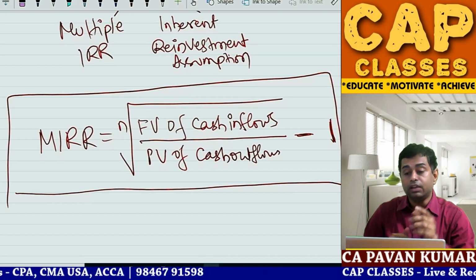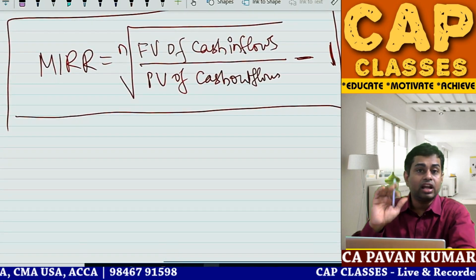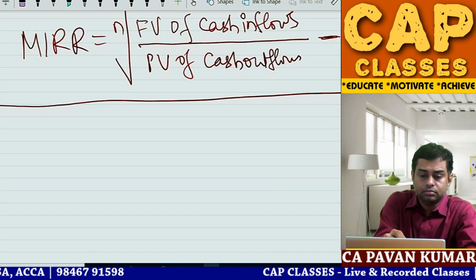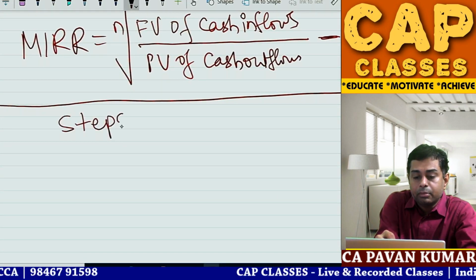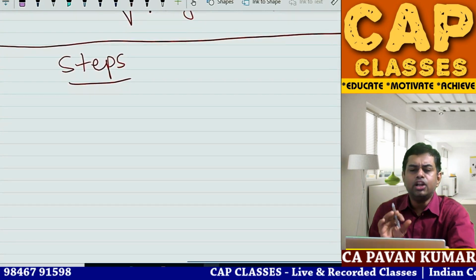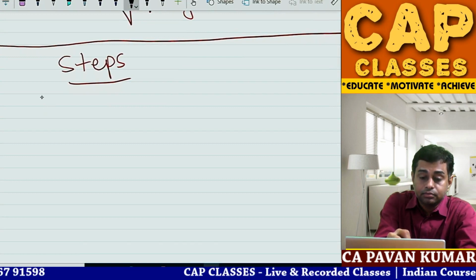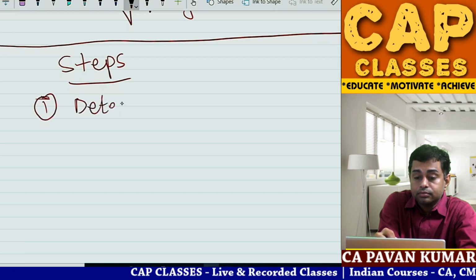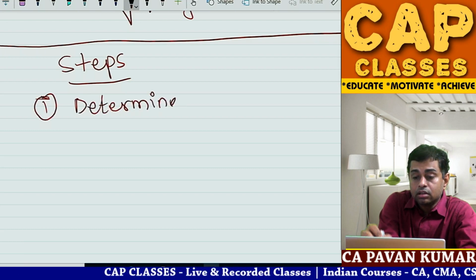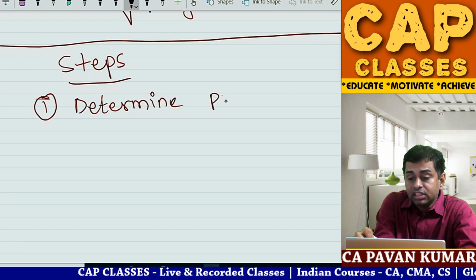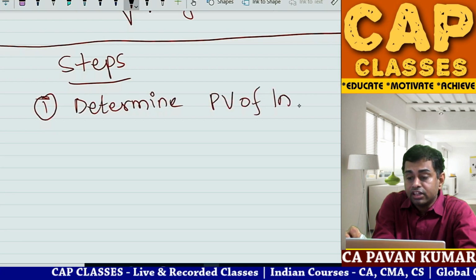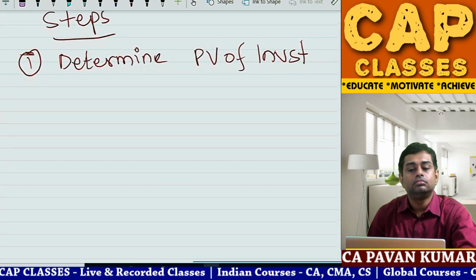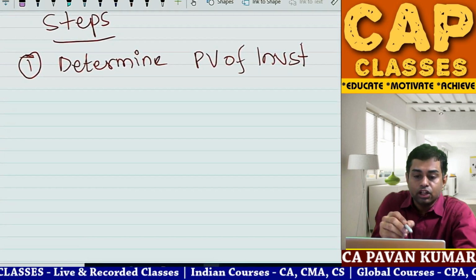But if you calculate like this, you cannot calculate MIRR using this formula. So we have developed one procedure, steps involved in MIRR. So I'll tell you four simple steps. One, determine present value of investment. This is already given in the question.